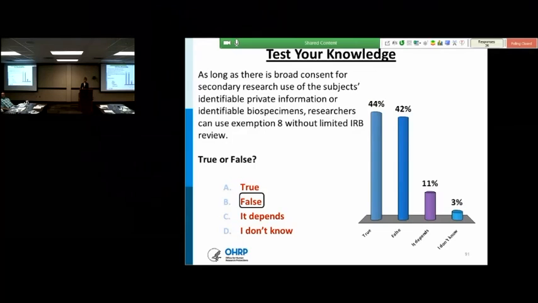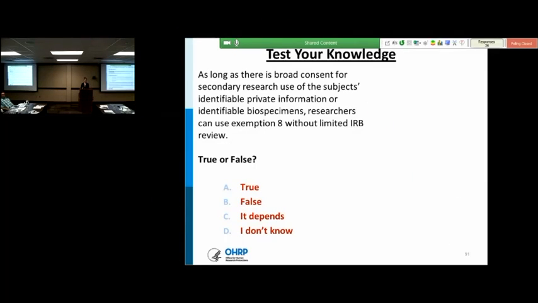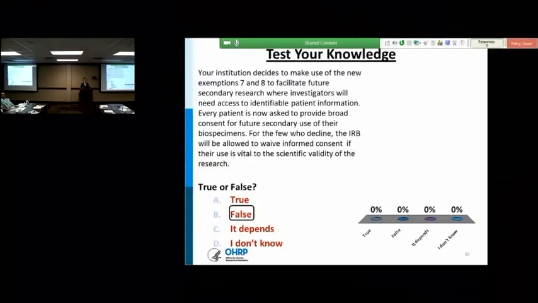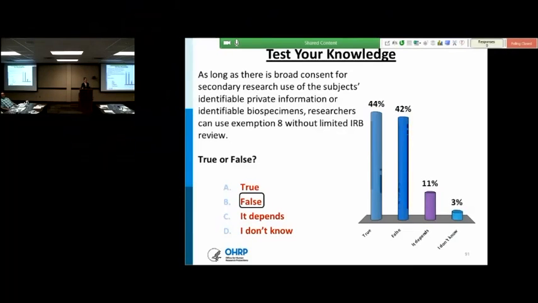This is false, right? Sorry, my finger was leaning on it. So one of the requirements of using this exemption is that there has to be IRB review to determine whether or not the proposed activities are within the scope of the broad consent that's been provided. So the answer is false. You will have to do some kind of limited IRB review in order to use this exemption.